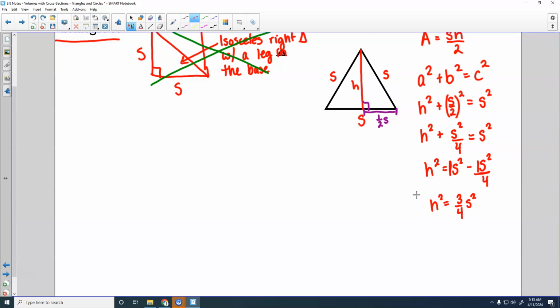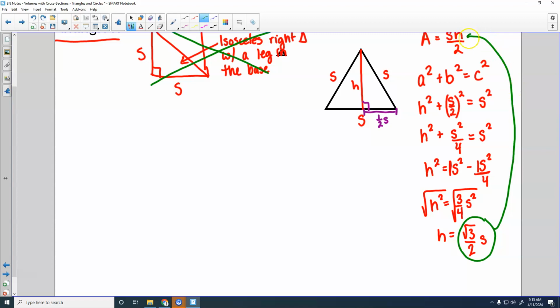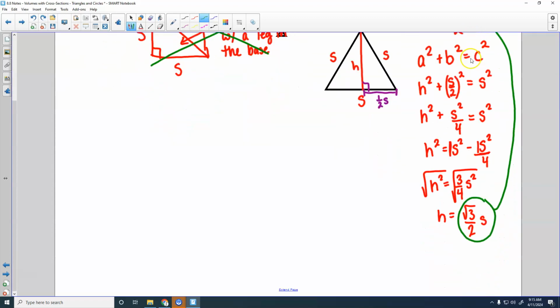I can what? Square root both sides, because I'm trying to get h by itself. So h equals square root of 3, I cannot do. What's the square root of s squared? S. What's the square root of 4? 2. Okay, we're still not done. This needs to go back up here and be plugged in for our h right here.